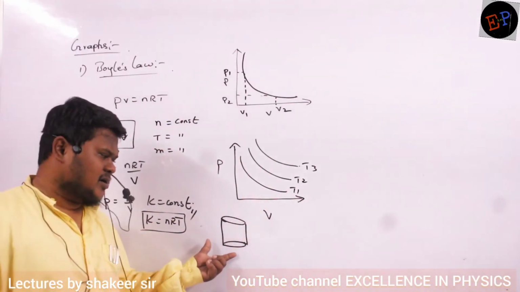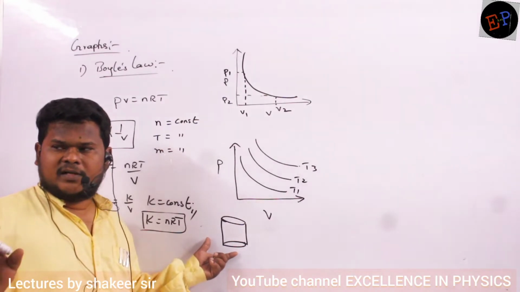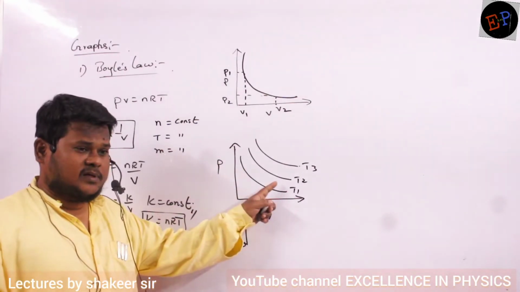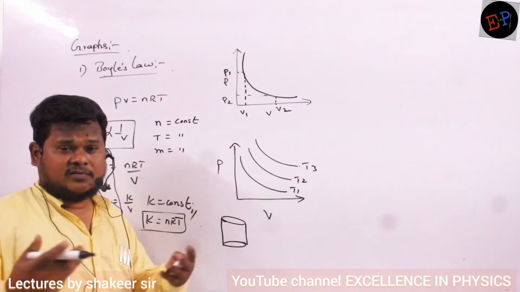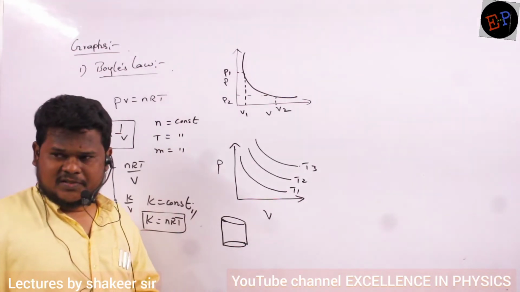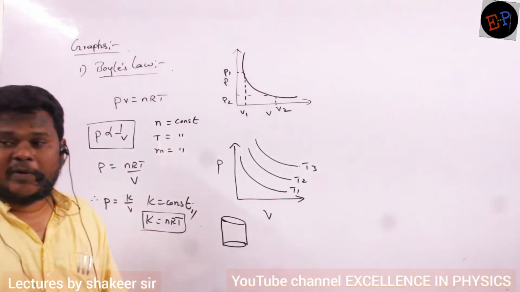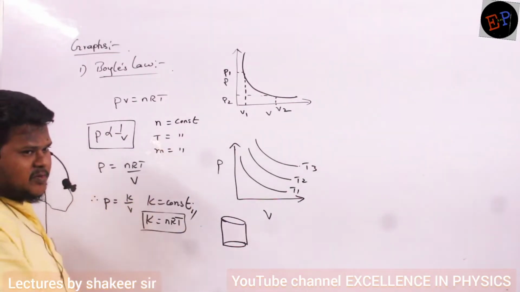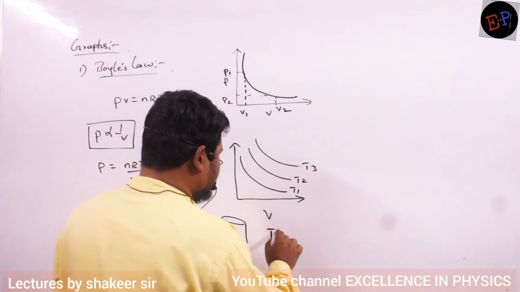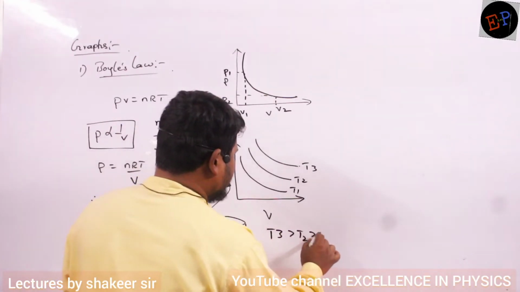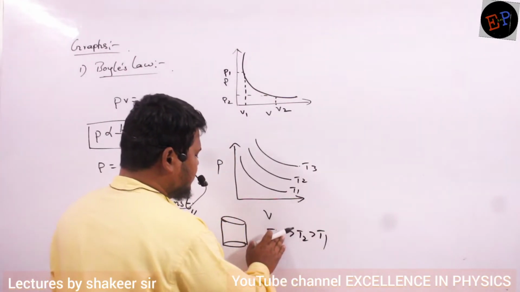I have taken the same type of system and I have drawn the PV graph for three different temperatures. First of all, I have taken it at normal temperature, then I have heated the gas slightly and drawn the second graph, then I have heated the gas still more and drawn the third graph. Are you able to understand? So out of them, which temperature is maximum and which is minimum? T3 is maximum, you are saying. It means T3 is greater than T2, which is greater than T1. This is what you are saying, no?